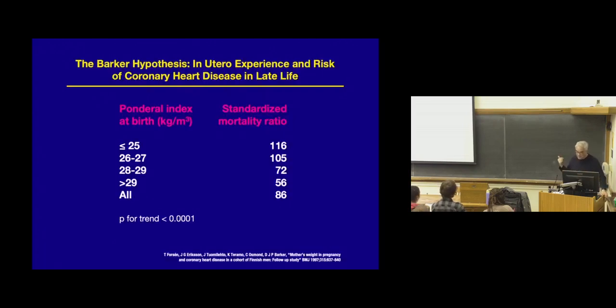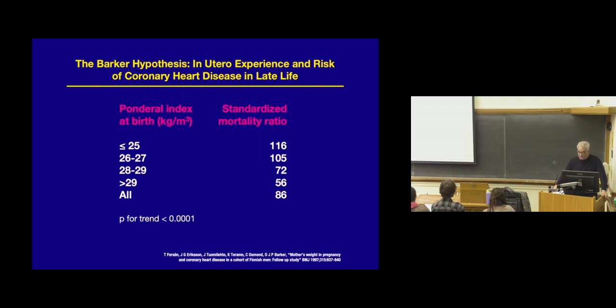And the Barker hypothesis: these are data from 2,785 male Finnish babies that were born at term in the Helsinki University Hospital in 1924 to 1933. This shows SMRs, or standardized mortality ratios, according to something called the ponderal index, which is how plump the baby is. And the SMR is the number of observed deaths divided by expected deaths. In this case, the number of deaths that would have been expected based on the whole sample and the numbers in each row.